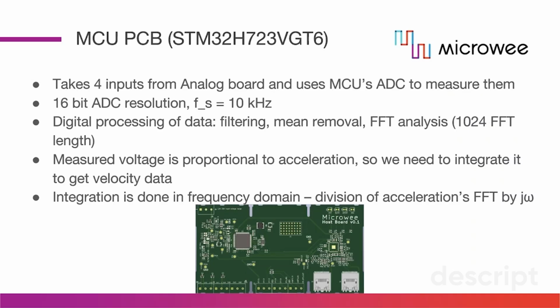Let's address the PCB which has our MCU on it. Its main characteristic is that its ADC has 16-bit resolution, and we have configured it to sample our data at 10 kilohertz. We perform digital processing. We do mean removal to perform integration more easily. When we remove that mean, we remove the 1.65 volt offset that was present at the ADC input. The mean removal helps in filtering the data. It removes some of the high frequency noise as well as the low frequency. After this filtering and mean removal, we perform FFT on each of the 4 channels. The length of the FFT is 1024 samples.